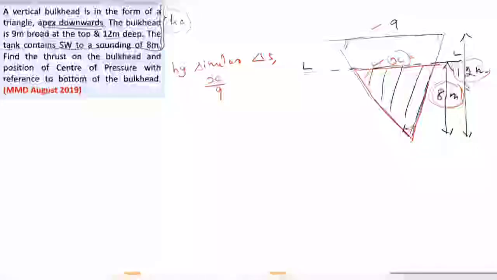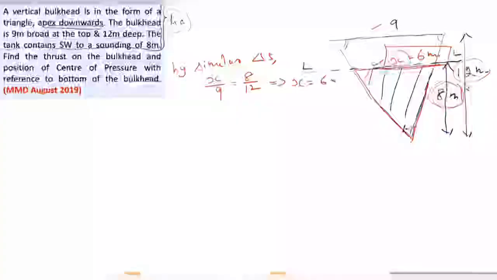On top, I have written the side of the smaller triangle, so I'll write the height of the smaller triangle on top. It is 8 by 12. And this will give us the value of x as how much? 6 meters. Okay. Now, anybody has any questions on getting x?